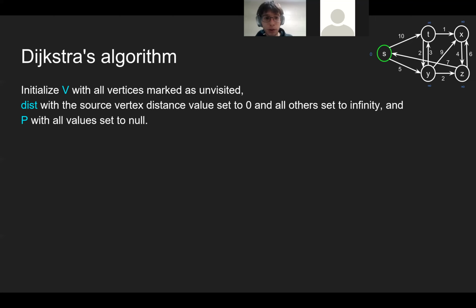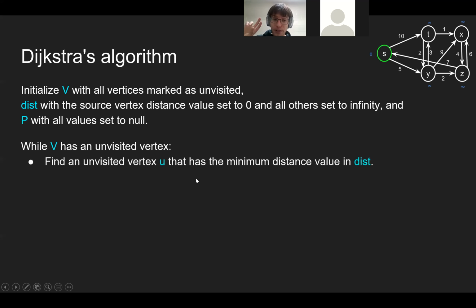So in terms of code, here's what we do. We initialize V with all vertices as unvisited. We have distance with the source vertex distance at 0, and all others set to infinity. And P are all set to null, because there are no predecessors yet. And while we have some unvisited vertex, we're going to find an unvisited vertex that has the smallest distance value in dist.